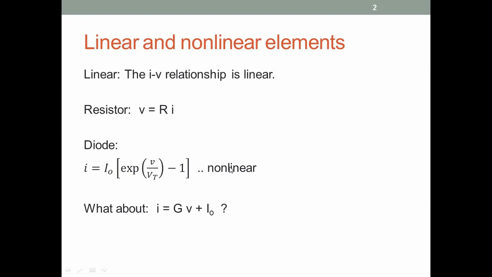a nonlinear circuit element. Now, what about a relationship like this, I equal to some constant times V plus another constant? Is this linear or non-linear? It seems to be linear, but we'll see in a minute.